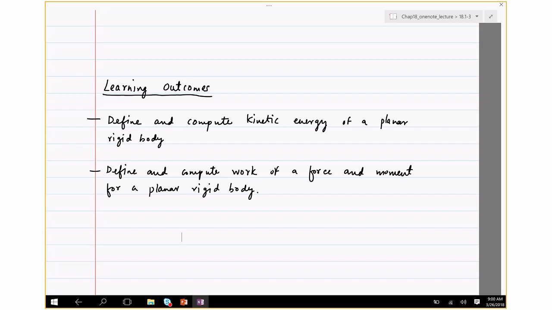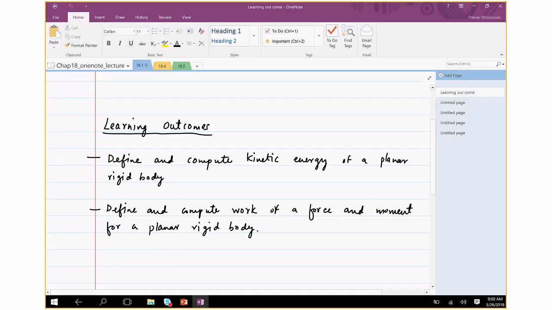Chapter 18 today. This is a chapter on essentially the same things, potential, kinetic energy, work done, but as applied to rigid bodies as opposed to particles. So what happens essentially is the formulas get a little bit more complicated, but the ideas are the same. So let me review a few things before we get started with problems.